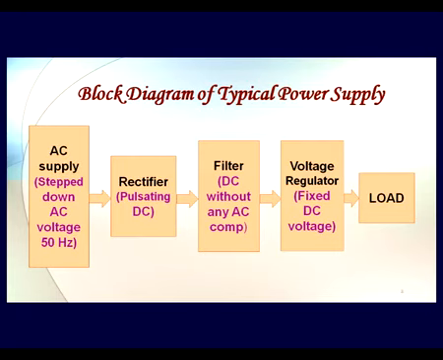So we call that DC voltage, the output of a filter, unregulated DC. And by using a circuit called a voltage regulator, we convert that unregulated DC into a fixed DC voltage of our requirement, which is the requirement of our load. The load is the instrument that we are going to connect to our power supply in order to make it function.